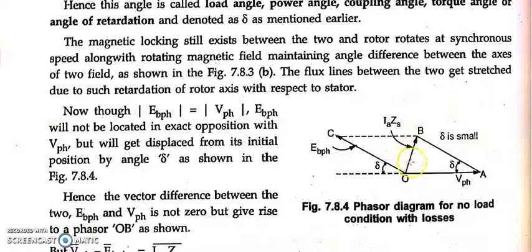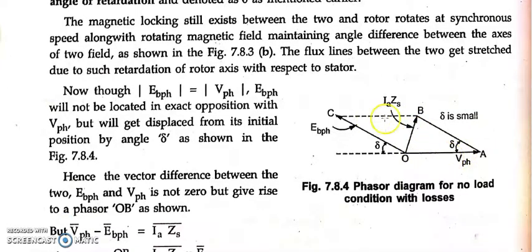Before, it was 0, as Eb per phase and V per phase were opposite to each other, that is 180 degrees. But since they are not opposite to each other and have a certain angle delta due to the losses, there is a resultant, that is the Ia into Zs drop. And this is the V per phase here, which can be shown as a dotted line. If this is delta, this will also be delta as per the geometry.